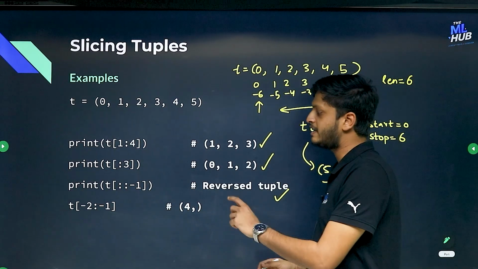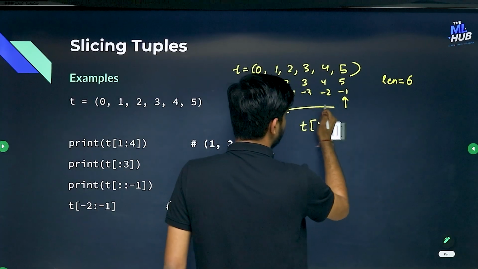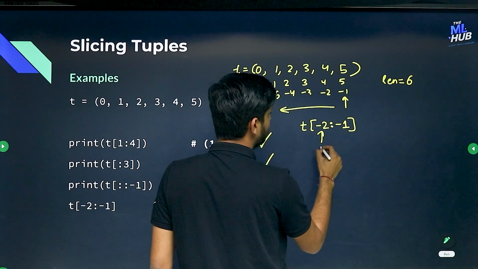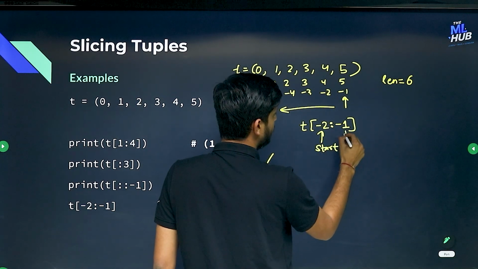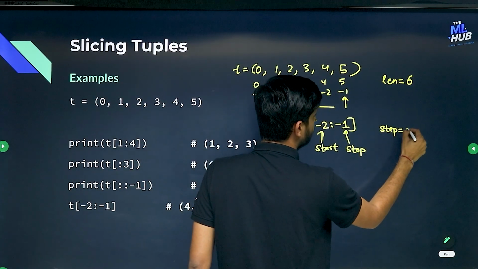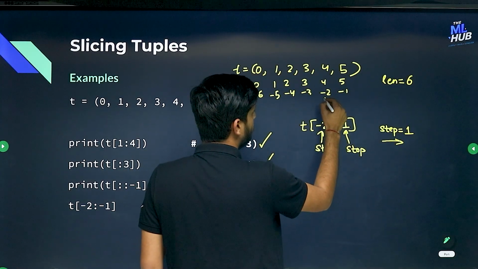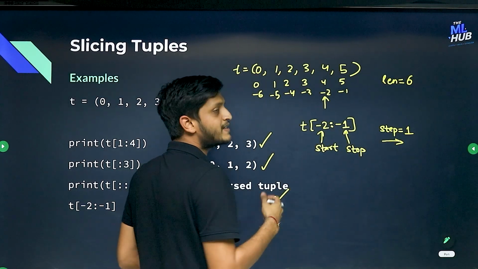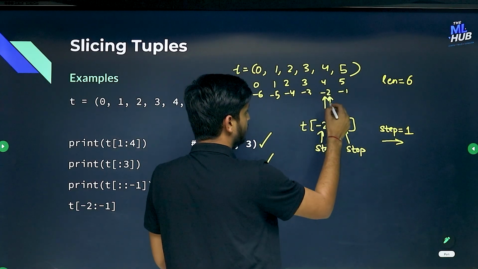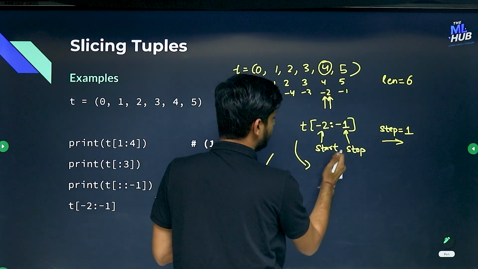Now next is t[-2:-1]. Slicing works the same way for negative indices as well. So here the starting point is -2, the stopping point is -1, and step size is not given, so step size by default will be taken as 1. Now you are starting at -2, so you are doing left to right traversal, from -2 to -1. Now -1 is exclusive, so we will stop at -2 itself. So we are only taking a single element, 4. So the output will be a tuple containing the element 4.